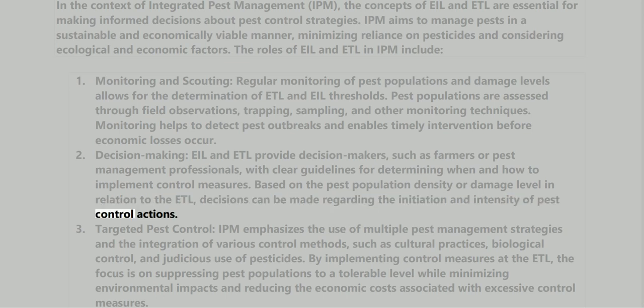3. Targeted pest control. IPM emphasizes the use of multiple pest management strategies and the integration of various control methods, such as cultural practices, biological control, and judicious use of pesticides. By implementing control measures at the ETL, the focus is on suppressing pest populations to a tolerable level while minimizing environmental impacts and reducing the economic costs associated with excessive control measures.